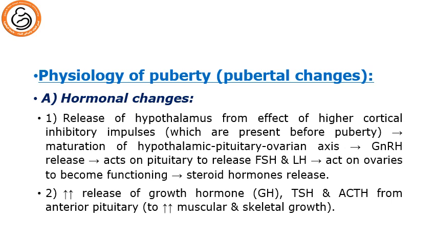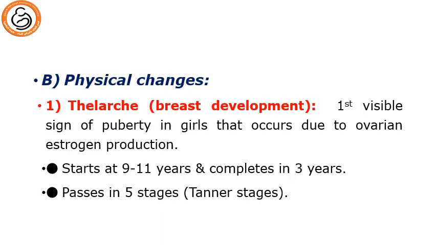in release of gonadotropin releasing hormone, which acts on the pituitary to produce the release of FSH and LH, which in turn act on the ovaries to become functioning and producing steroid hormone release, increasing the release of growth hormone, TSH and adrenocorticotropic hormone from the anterior pituitary, which will increase muscular and skeletal growth, which is the base of growth spurt.